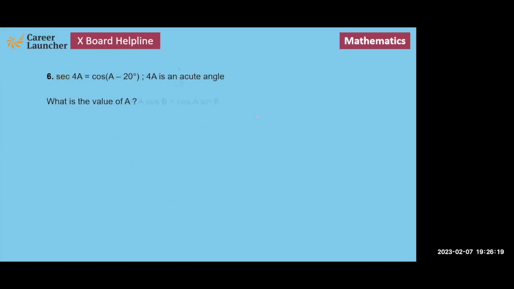So I know that in a right angle triangle, tan A is equal to 1 by root 3. What is the value of sin A cos B plus cos A sin B?